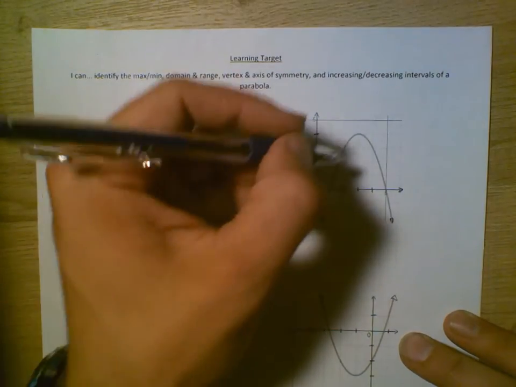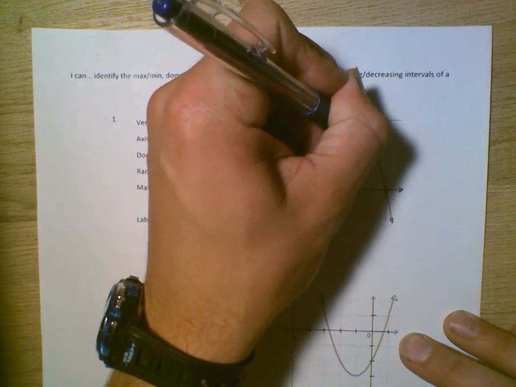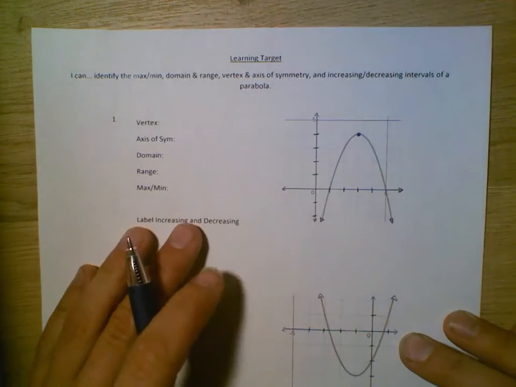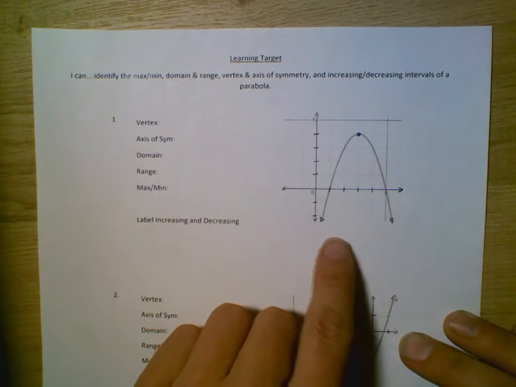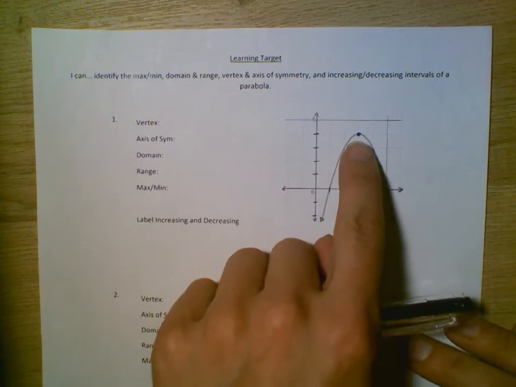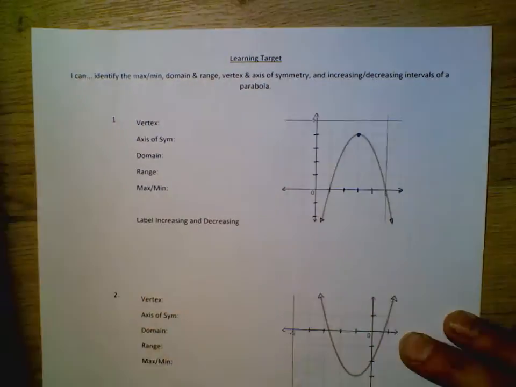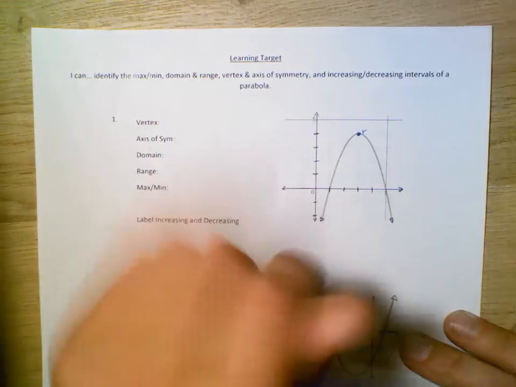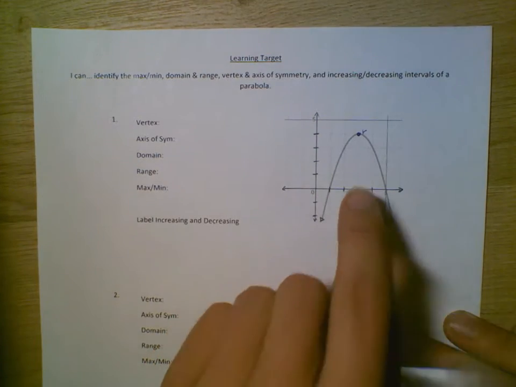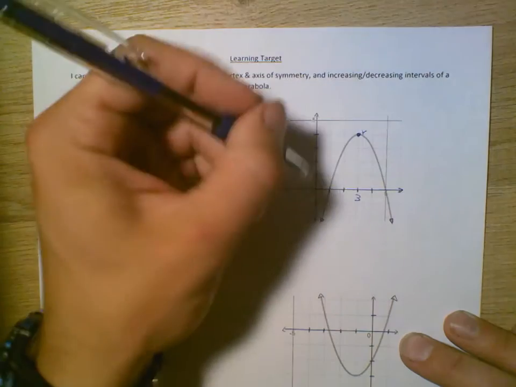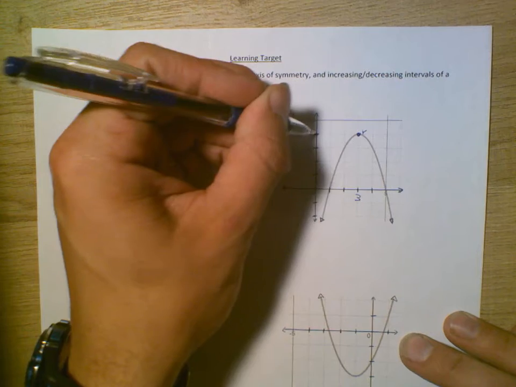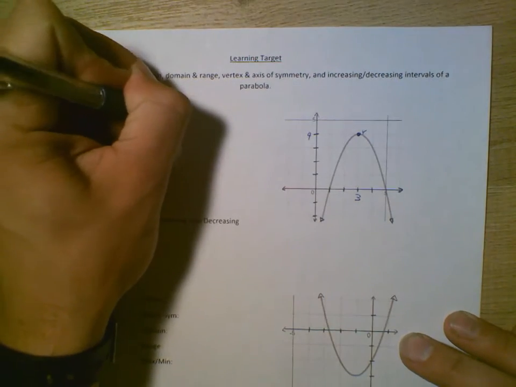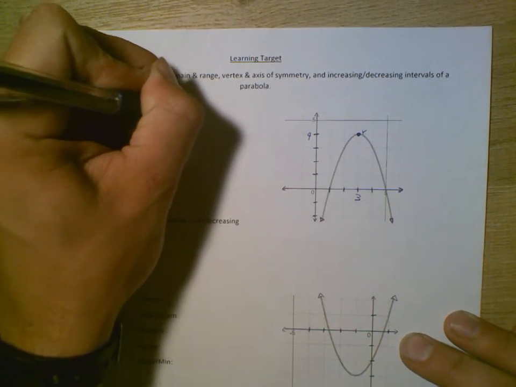Now, if you remember, the vertex is sort of like this point. It can either be at the top of the parabola or the bottom of the parabola, depending on which way the arrows go. But it's sort of in the middle. It's where it bends. So the vertex here is at the point 3 on the x-axis and up 1, 2, 3, 4 on the y-axis. So I would say the vertex is at (3, 4).